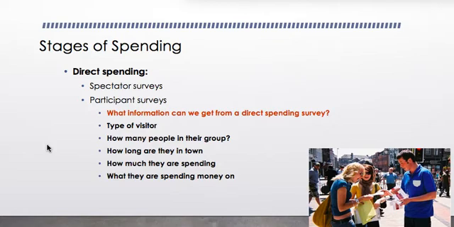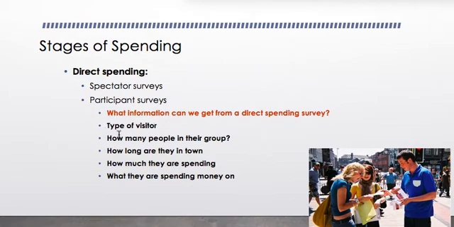So these spectator surveys are very common. I had a professor in undergrad who was commissioned by someone in the NFL to go to all the Super Bowls each year and hand out thousands of spectator surveys in order to gauge information from people on how they're spending their money. So this is kind of the typical information that might get gathered on a direct spending survey.